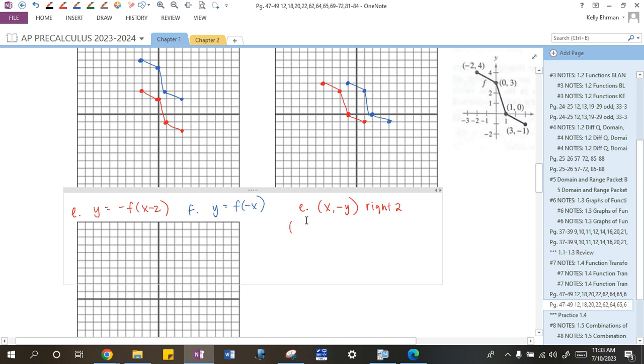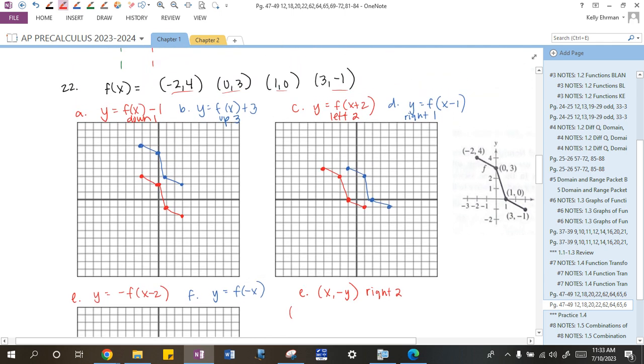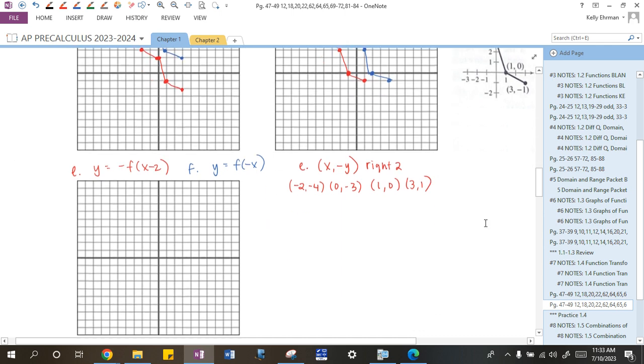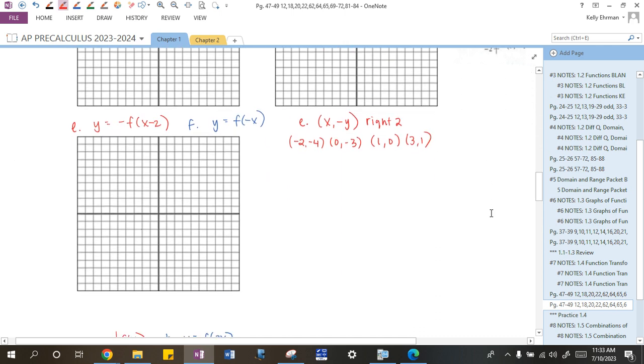So it probably would be helpful to write these out, at least for me. So I'm going to show myself changing the y values to be the opposite sign of what they were. And the x values stayed the same. So I'm just going to hover my pencil over -2, -4, and then I'm going to shift to the right 2. So the first point for E is 0, -4. And then I'm going to hover over 0, -3, but go right 2. 1, 0, right 2. 3, 1, right 2.